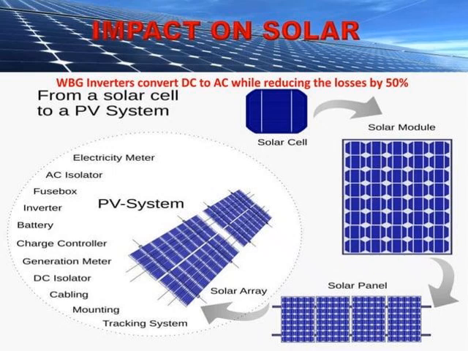So if you see the impact on solar, what kind of impact do we have on solar? Wide bandgap inverters that convert DC to AC are also a very huge technology. Initially we convert the solar into DC, and then that DC is converted into AC with the help of this wide bandgap device. So we can cooperatively work with the renewable resources to obtain a further decrease in the losses by 50%.